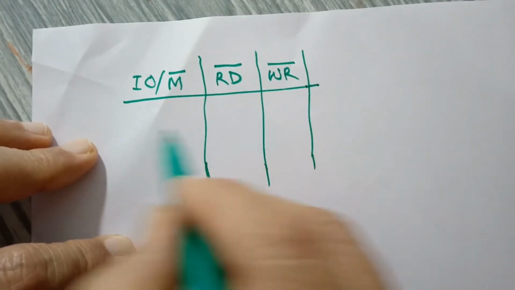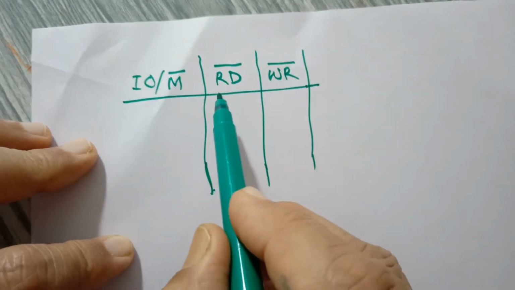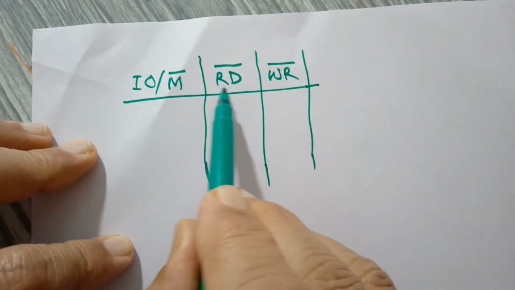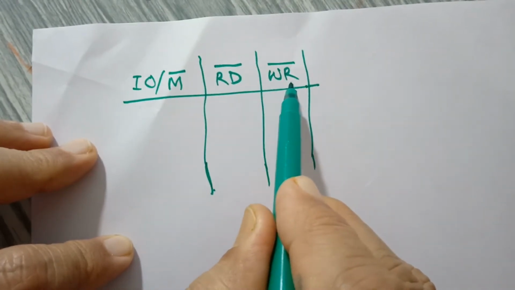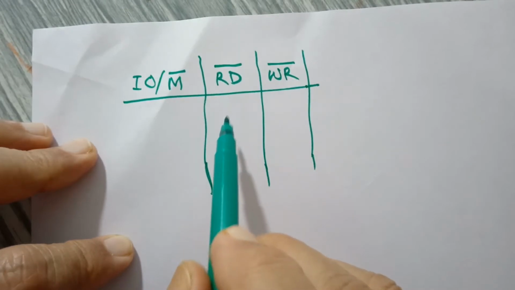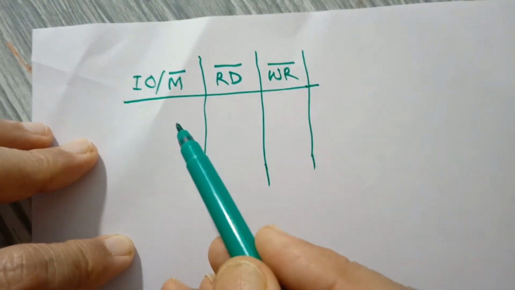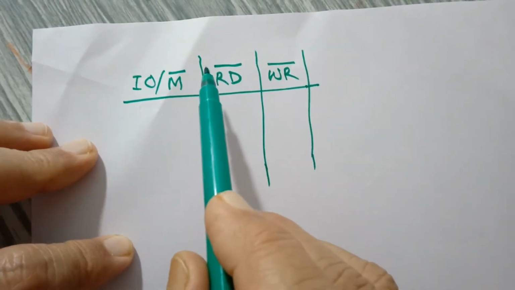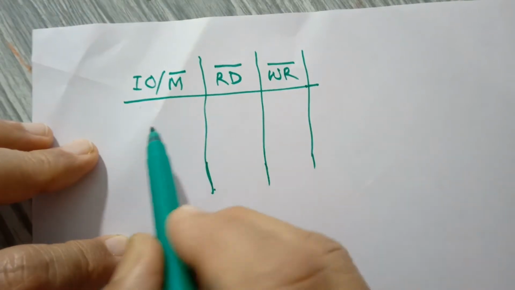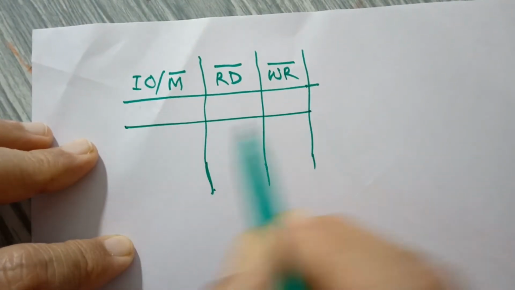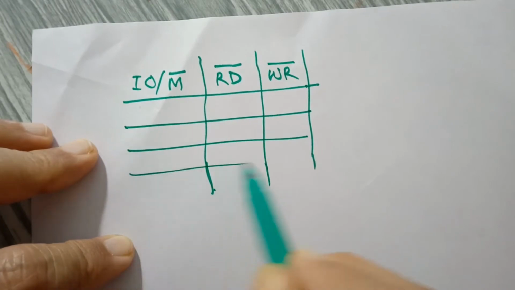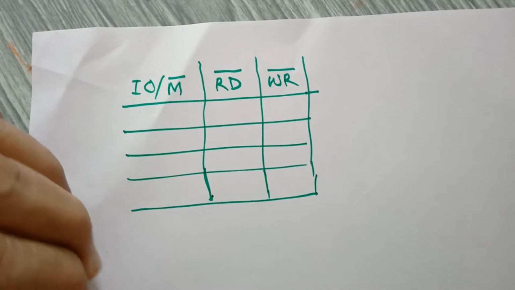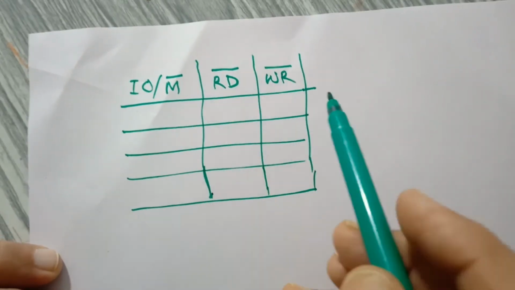See how the IO/M bar control pin is an output, RD is an output, and WR is an output from the microprocessor. RD for read, WR for write. Reading means getting the contents of memory, and writing means storing the contents from the microprocessor to memory locations. And see how many combinations we have here. Look here, once again you see that both of them are active low.